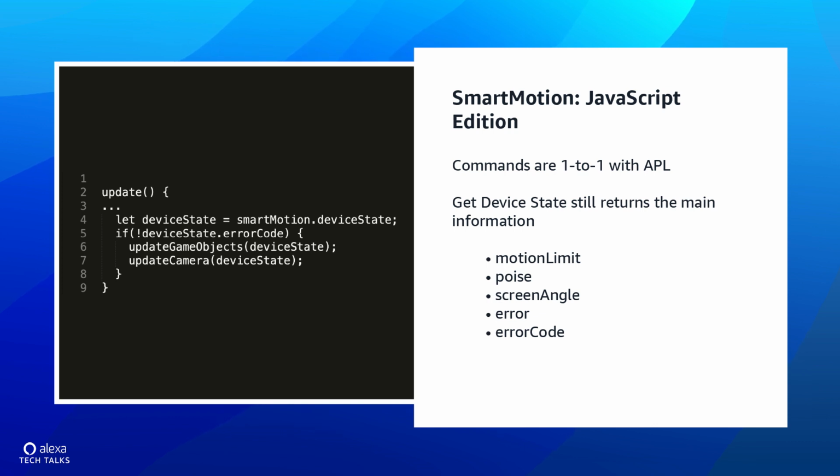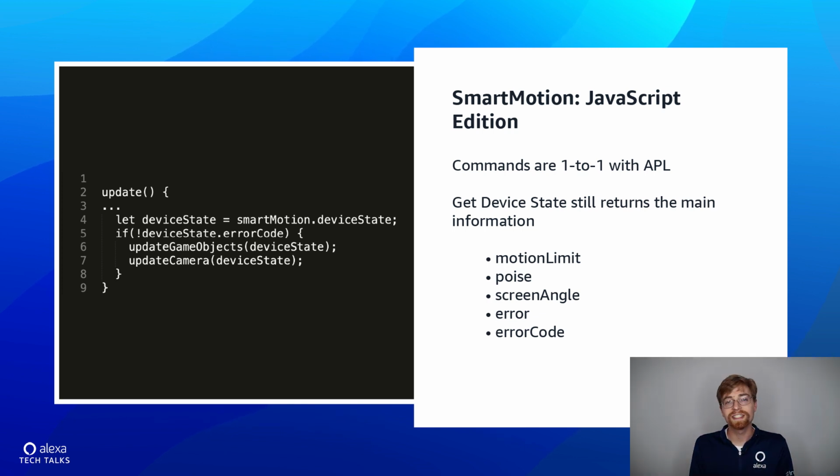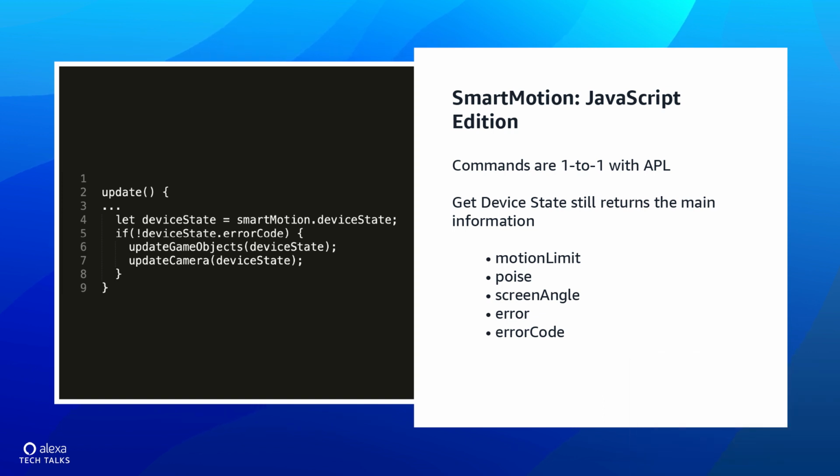the smartmotion.method name. So in this case, if you wanted to set the wake word response, you would say smartmotion.setWakeWordResponse and pass in the appropriate wake word response type that you want to set. Or you can call something like smartmotion.stopMotion to stop all the motion running on the device. And just like with the APL commands, any motion is going to cancel other motion that had already been started.